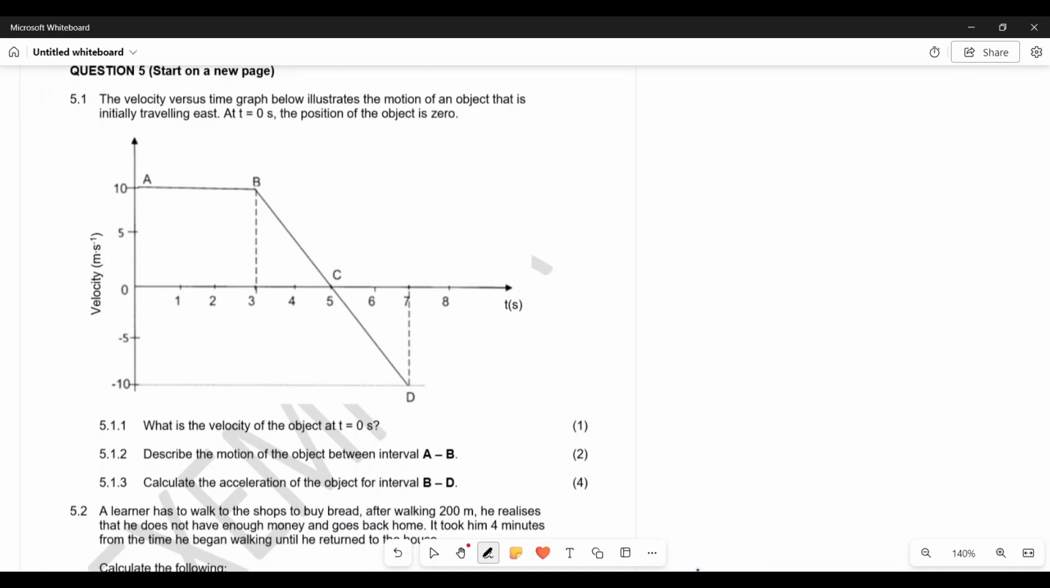Question 5, we are given a velocity time graph. Now, before we can go about answering any questions relating to this graph, first, it's important for you to know this. The area of your velocity time graph represents your displacement. Now, the gradient of your velocity time graph would always represent your acceleration.